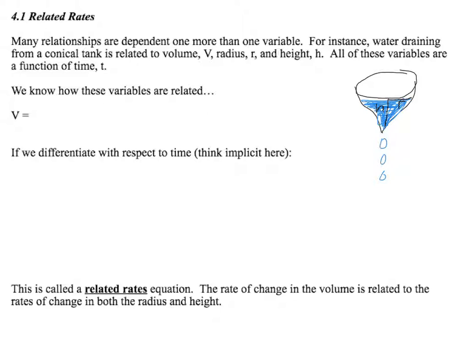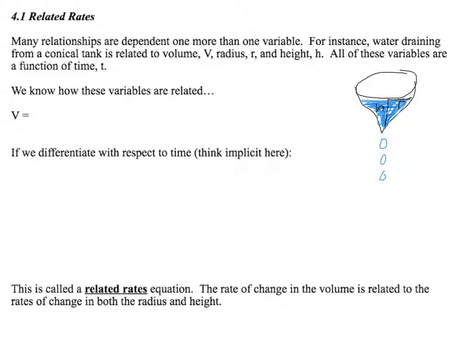So, as it says here, many relationships are dependent on one or more variables. For instance, water draining out of a conical tank is related to the volume V, the radius r, and the height h of that cone. All of these variables are a function of time t.